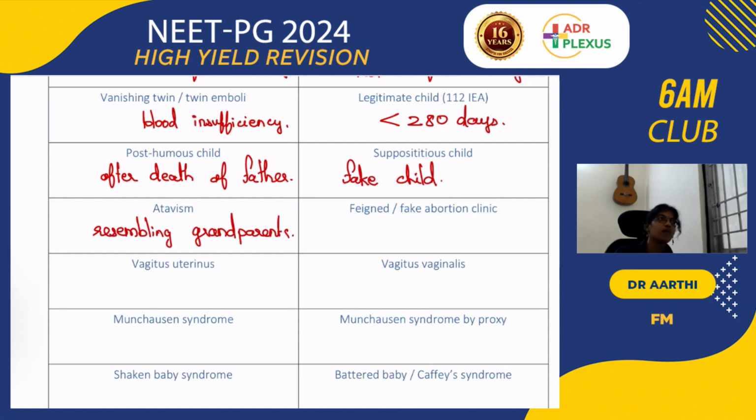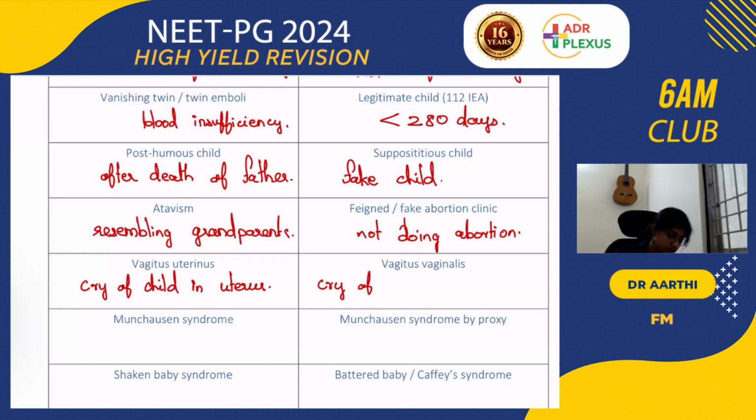Okay, again, a fake abortion clinic means they are not doing abortion, but they are religious places which tell that they are abortion clinic, but convince the mother for not abortion. The female goes out and gets illegal abortion and other things, right? Vagitus uterinus means cry of child in uterus. Vagitus vaginalis means cry of child in vagina.